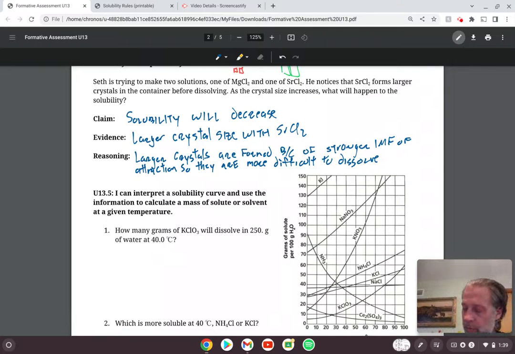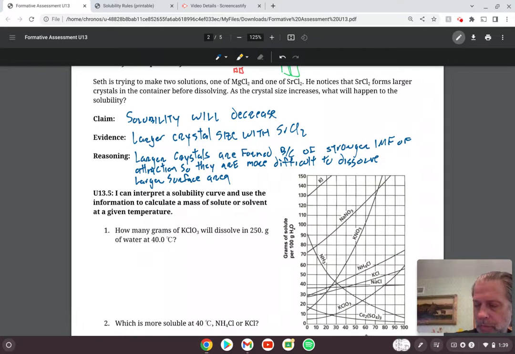Another potential reason would be that the larger surface area means less solute-solvent interaction.